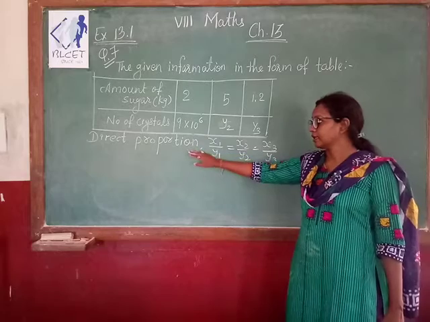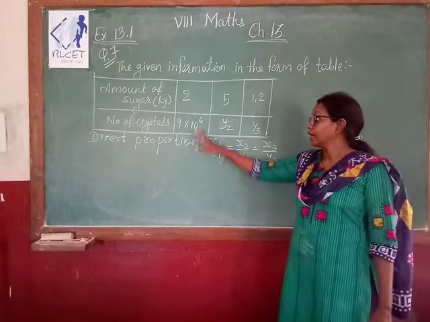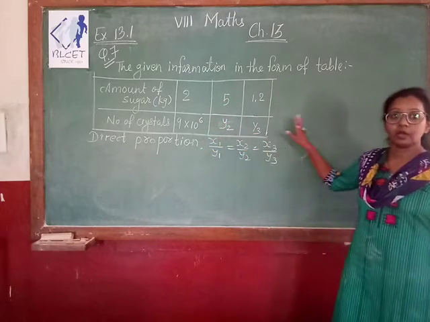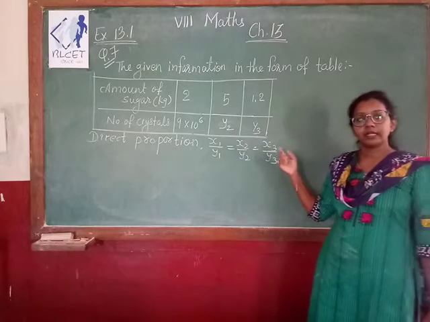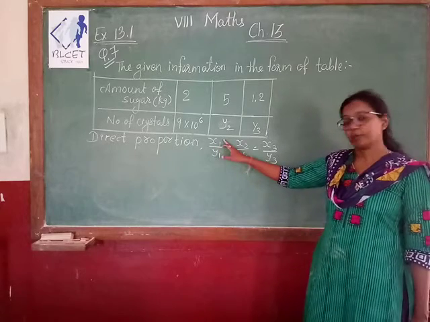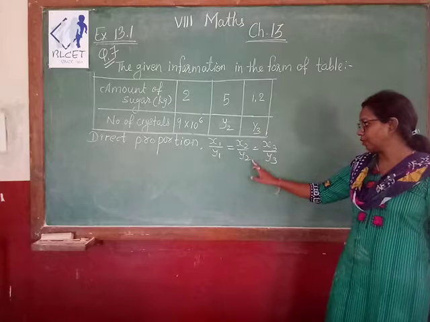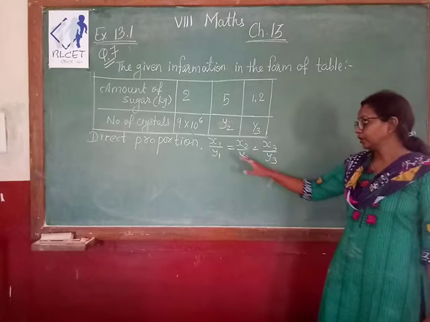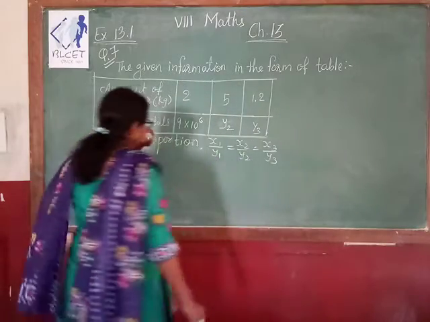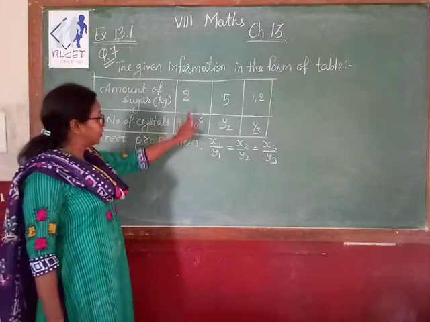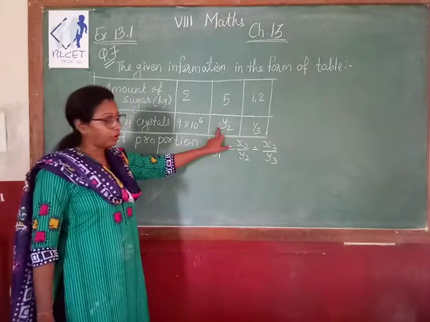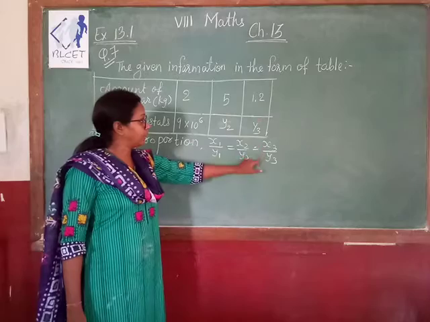Now this question is related to direct proportion. How? If the amount in kg is increased, in the same way the number of crystals also increases. One quantity increases, the second automatically increases. That's why it is in direct proportion. So the formula is x1 upon y1 is equal to x2 upon y2 is equal to x3 upon y3. We know that x divided by y is equal to a constant. Now what are your x1 and y1? x1 is 2, y1 is 9 into 10 power 6, x2 is 5, y2 is what we want to find, x3 is 1.2 and y3 we want to find.